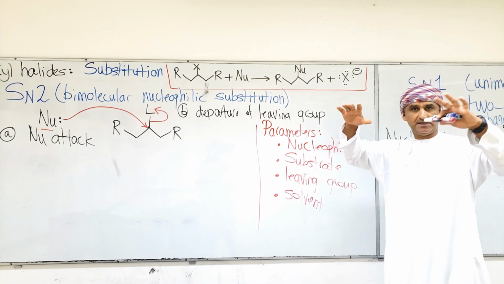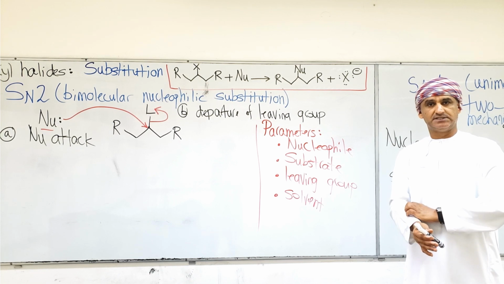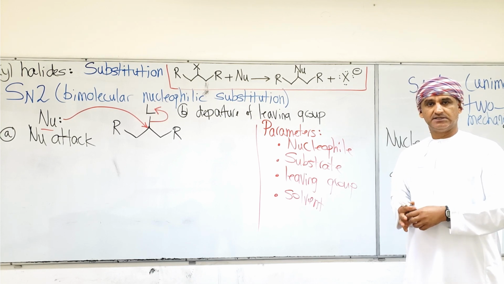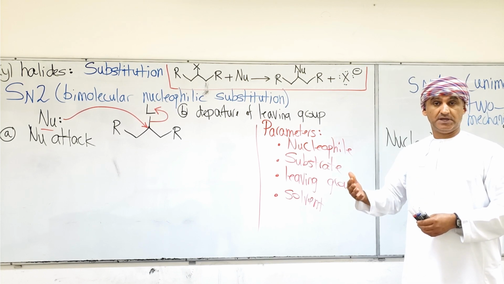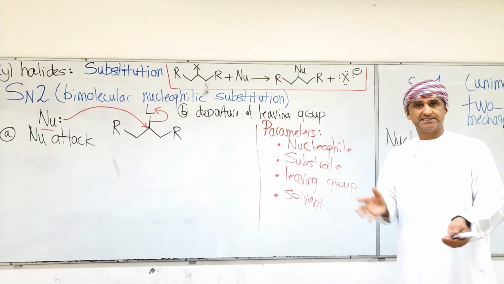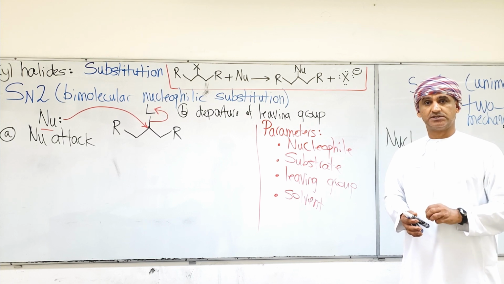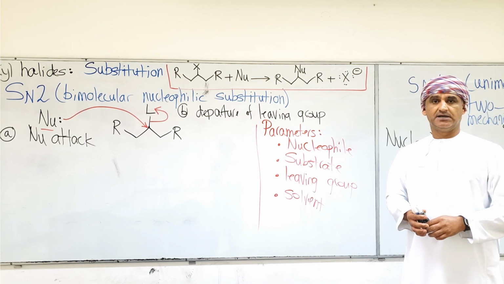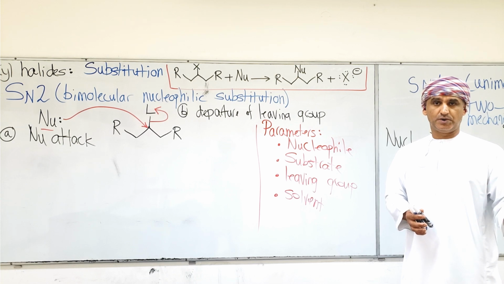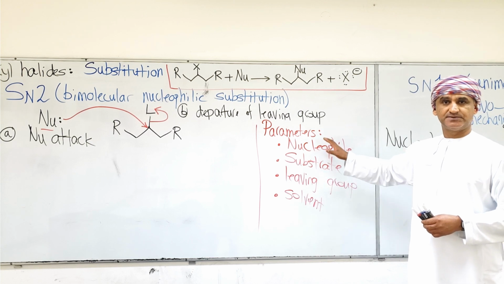The substrate, how big it is, how small it is, is also very important in the reaction. The group that's going to leave, or the group with the ability to leave, the leaving group, is also important. The reaction is carried out in a solvent, so the solvent also has an important role in determining whether the reaction is SN2 or SN1. So there are four variables here, four parameters in the substitution reaction.